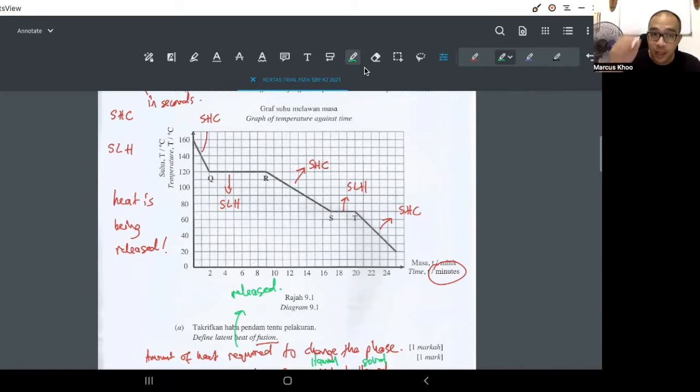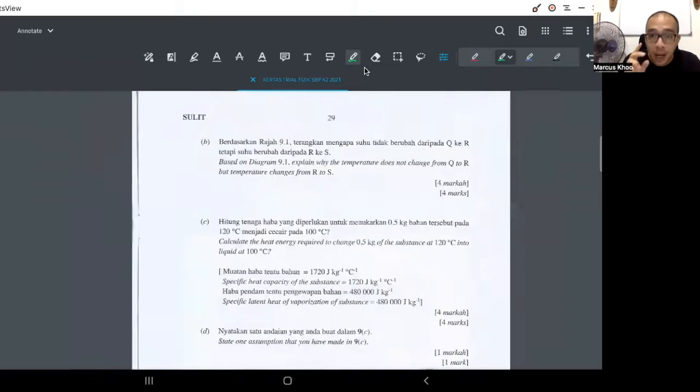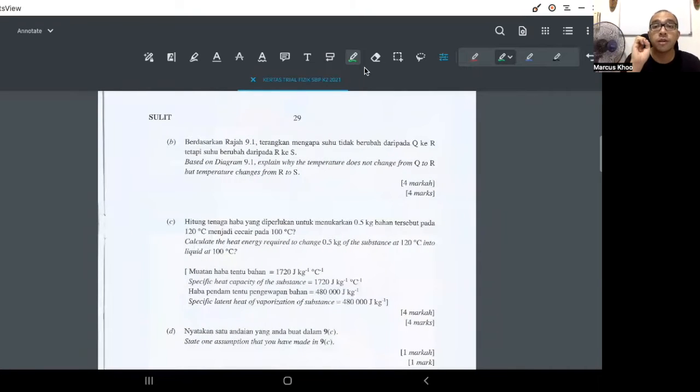The temperature is going down. So when you explain, you still explain the same thing, but you need to think about it in terms of the release of energy. Okay, so from Q to R first. Let's talk about from Q to R.